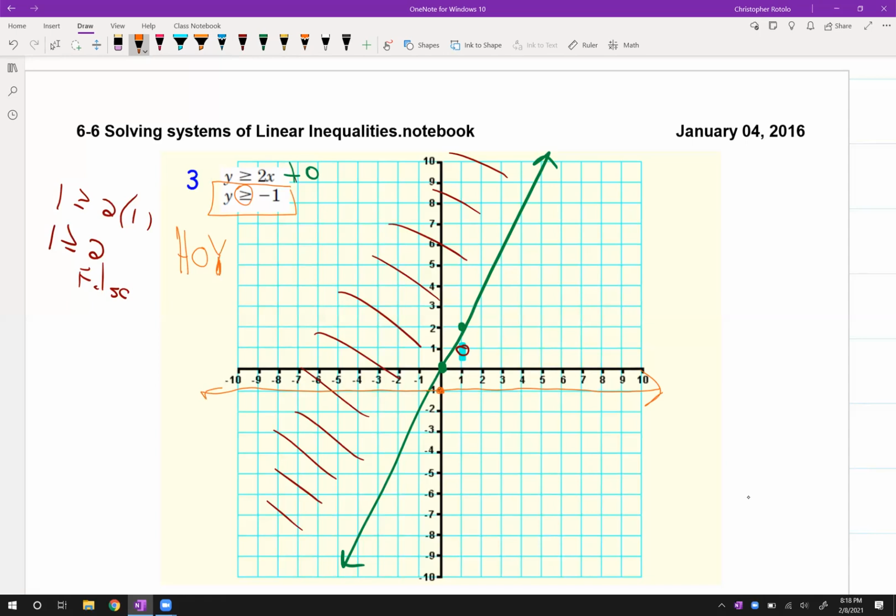Okay, so we should use some common sense here. Greater than should be above there. If you really are not sure what I just did there, test 0. Is 0 greater than -1? Yes, it is. So I'm going to shade towards the 0.